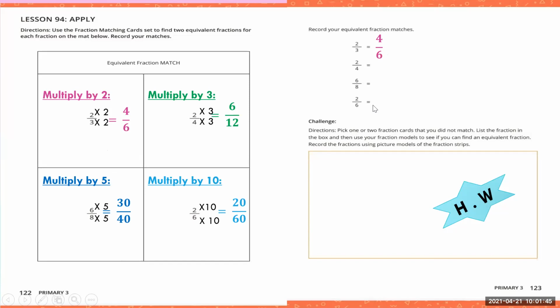6/12. Here, 6/8, we multiplied by 5. The result was 30/40. Here, 2/6. The result was 20/60.